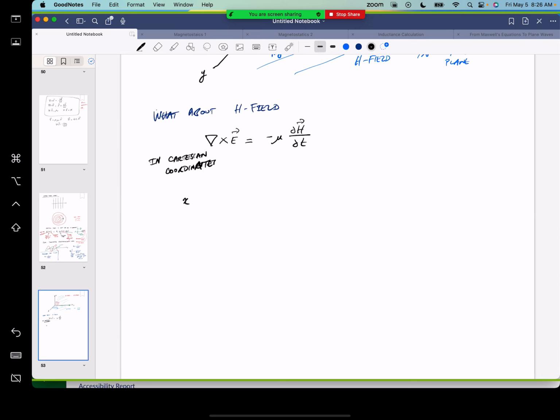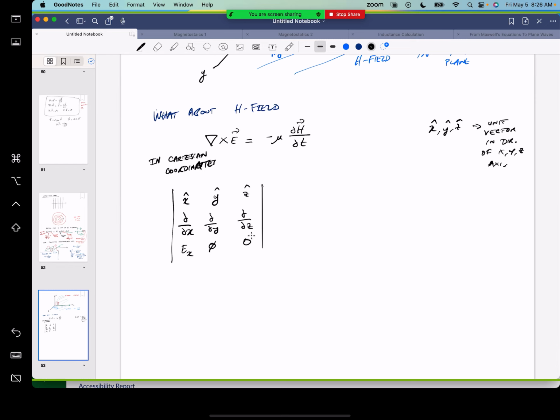So first you put in the unit vectors for the coordinates. Remember, x hat, y hat, and z hat are unit vectors in the direction of the x, y, z axes. Okay, so this is the matrix. And then the next thing you put in is d by dx, d by dy, d by dz. Then you put in the components of your electric field. In this case, we only have an x component for the electric field and zeros for the y and z components. Finally, you calculate the determinant of this matrix.